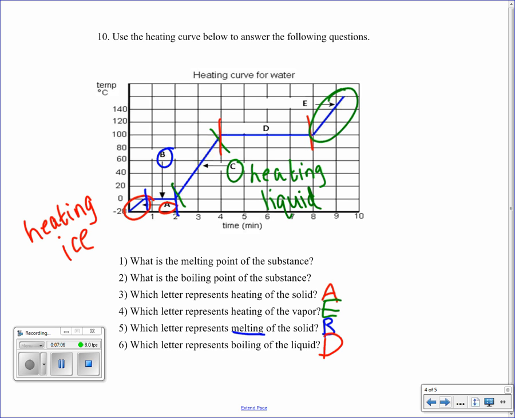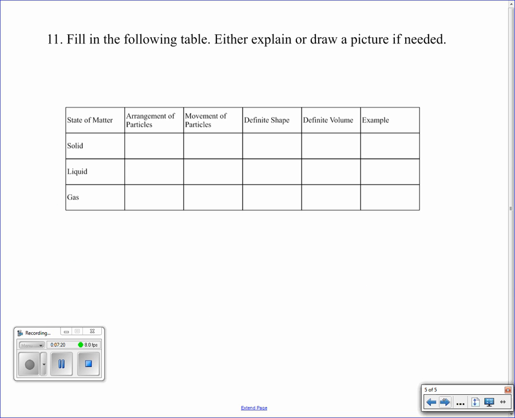Okay, so if we go back to A, the melting point would be right here, which is 0 degrees Celsius. And then our boiling point is when it starts to turn into gas, which is right here, which is 100 degrees Celsius. All right.